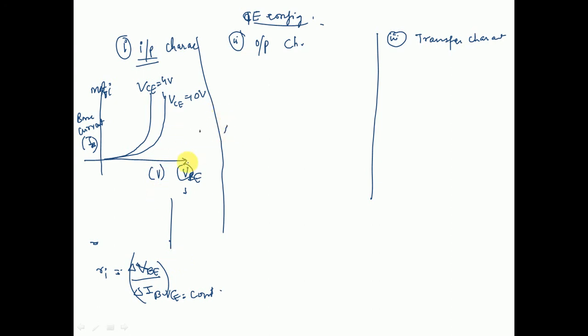Now let's talk about the output characteristics. Let me draw the graph for you. Along your y-axis, you take your collector current, IC, which is in milliampere. Your collector emitter voltage will be on the x-axis. So you are considering the output current and output voltage.